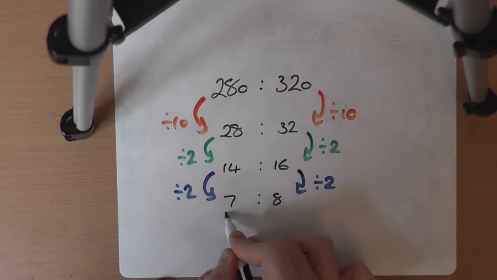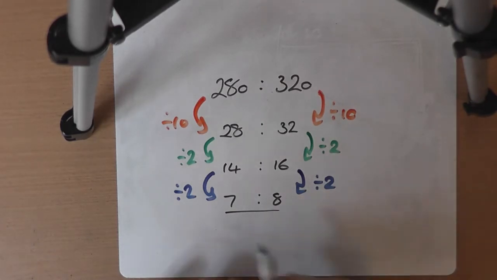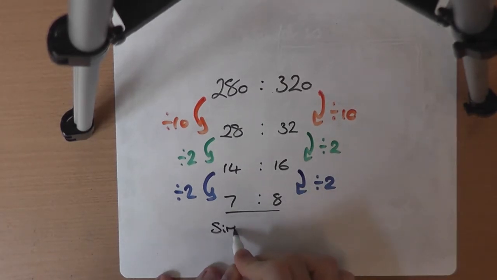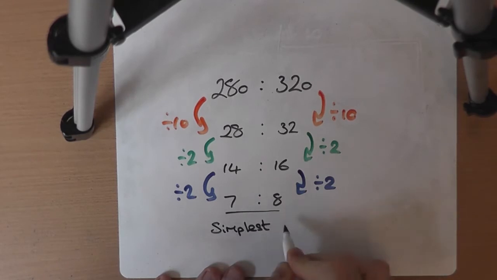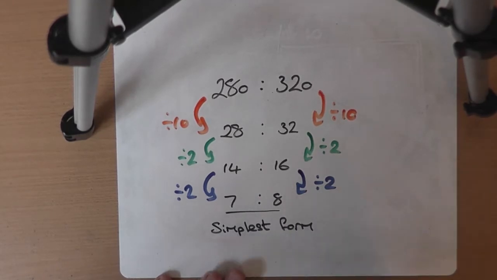And this, 7 to 8, is called the simplest form. 7 to 8 is the simplest form of 280 to 320. Well, we've broken that down into equivalent ratios until we can't do it anymore. Not without putting decimals in anyway, and with ratios we want to try and stick to whole numbers where possible.